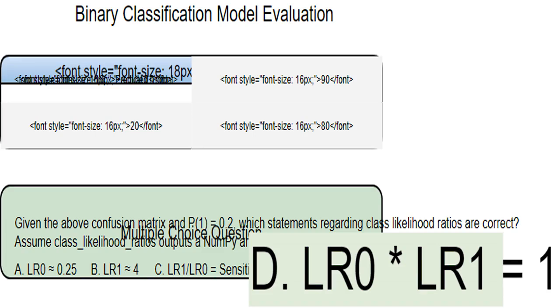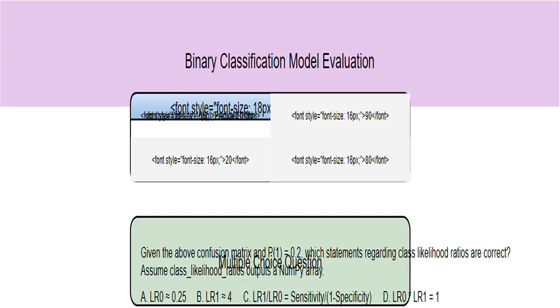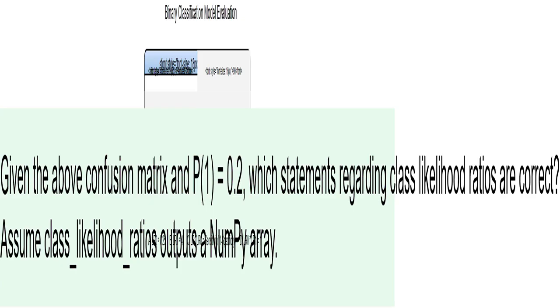This one is tricky. I'm evaluating a binary classification model's performance using the given data. Binary classification means the model predicts one of two classes. This introduces the problem: using a confusion matrix and the prior probability of class 1, P1, equals 0.2, assess the correctness of the multiple-choice question statements. The prior probability is the overall probability that an instance belongs to class 1 before any prediction is made.